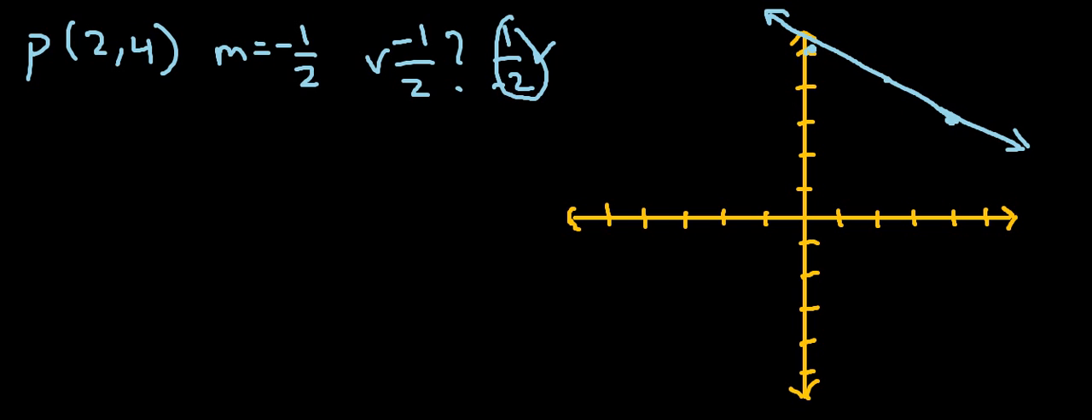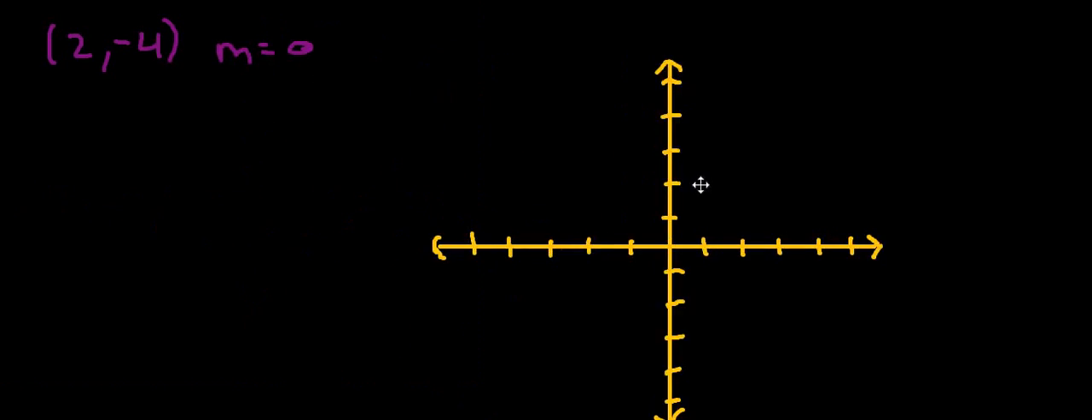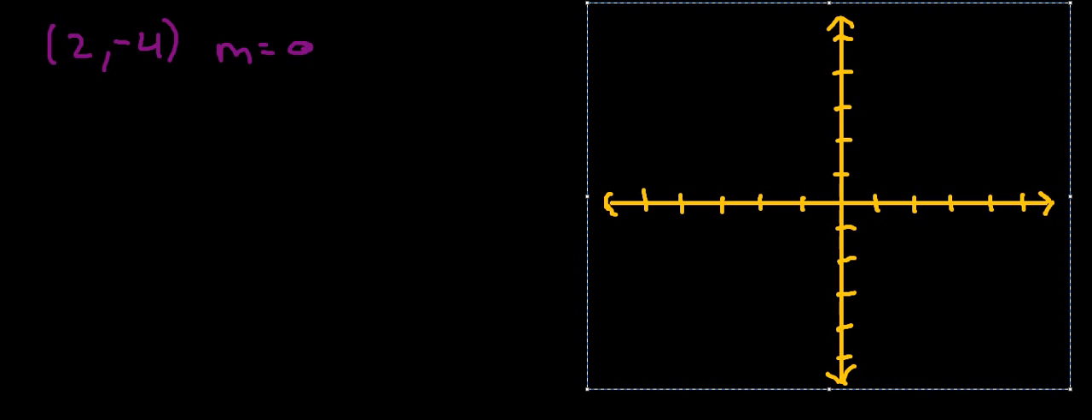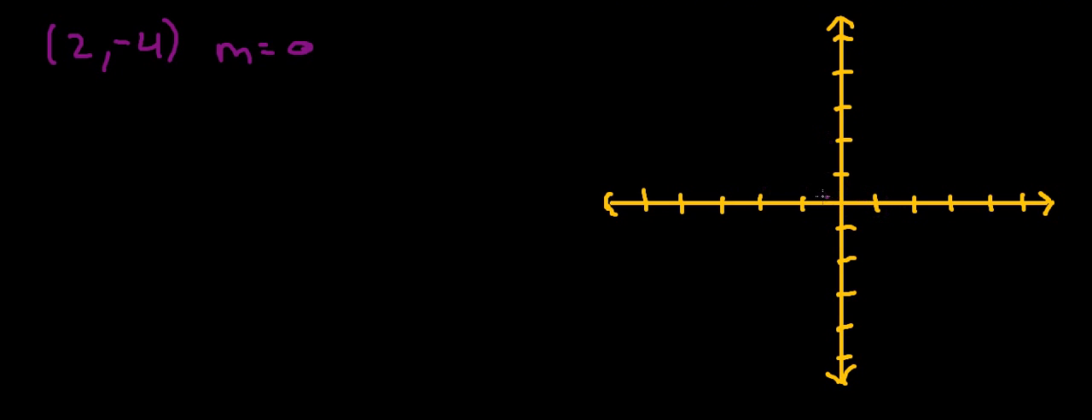And the last one I wanted to do is this. We'll do (2, -4) with a slope of 0. So here's 2, here's 2 minus 4. And now a slope of 0, that means we have a rate of change of 0. So that would imply there is a 0 on the top, and then we have some x down here.